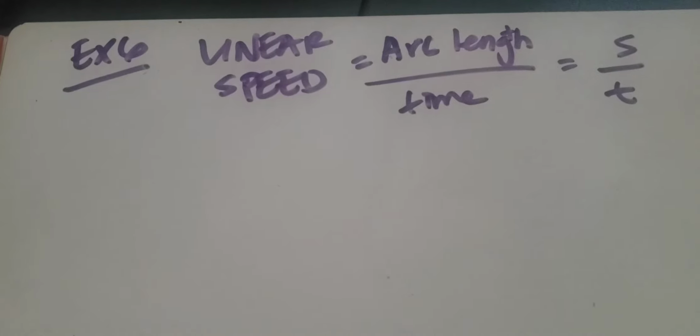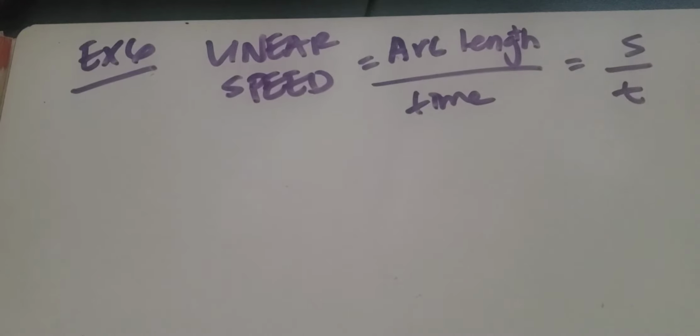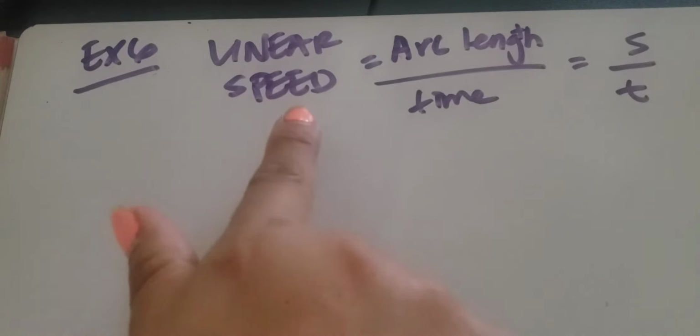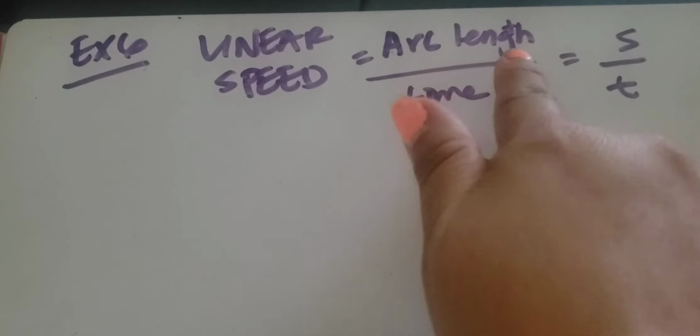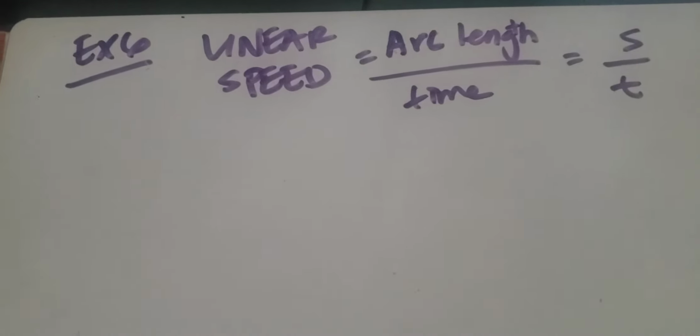All right, boys and girls, moving on to example 6. In example 6, we're going to learn how to find linear speed, okay? And if you look in your book, they give us a formula where the linear speed is your arc length over time. Remember, arc length is represented by S, and time is going to be represented by T, so S over T, okay? So the example that I'm going to give you, it's not in the book.